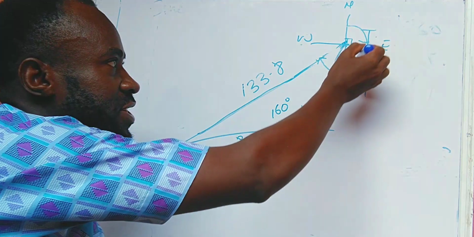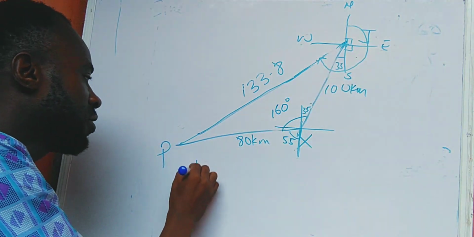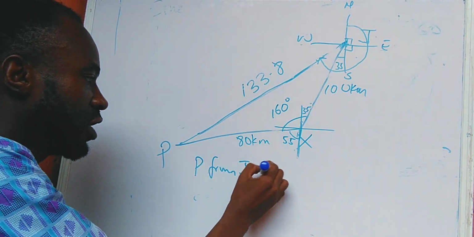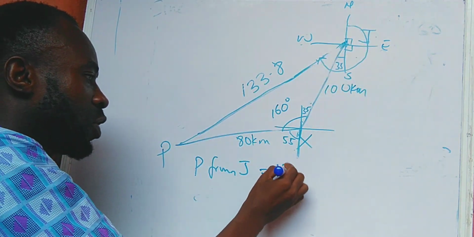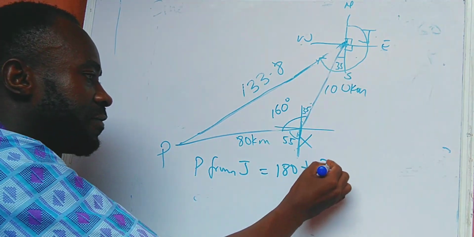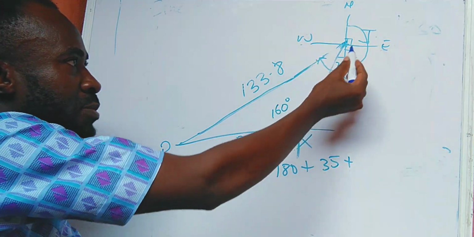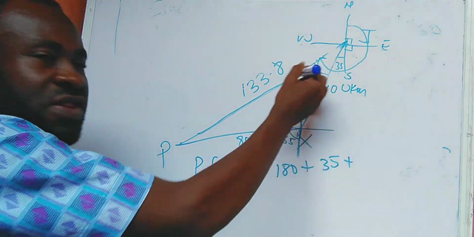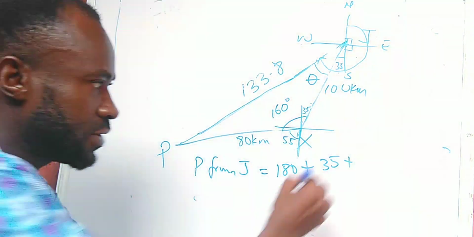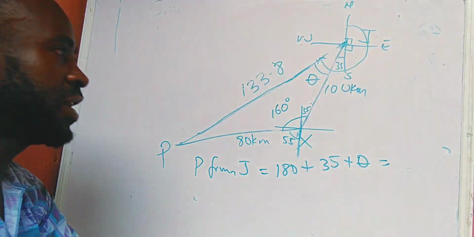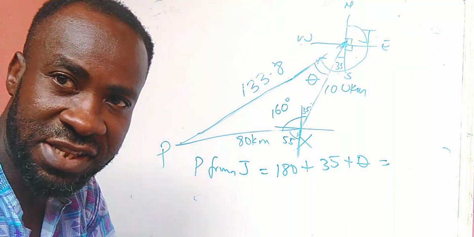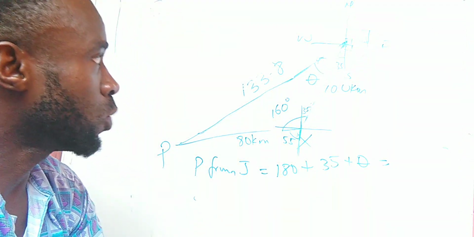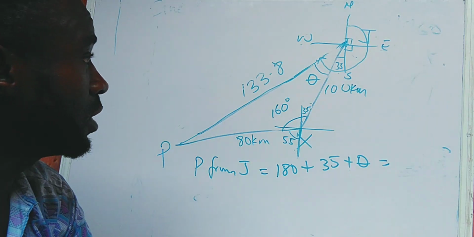This is the bearing of Peter from John. So we have 90. That bearing, which is the bearing of P from J, is 90 plus 90, which is 180, plus 35, and then plus this angle here. We don't know what this angle is, so let's call it theta. So plus theta. We are going to find theta now, and when we get theta, we add it up, and that gives us the entire bearing which we are looking for, okay? So we are going to find theta using the sine rule.